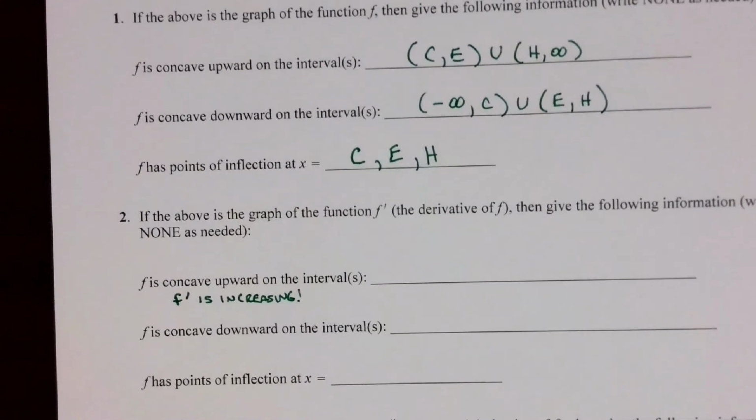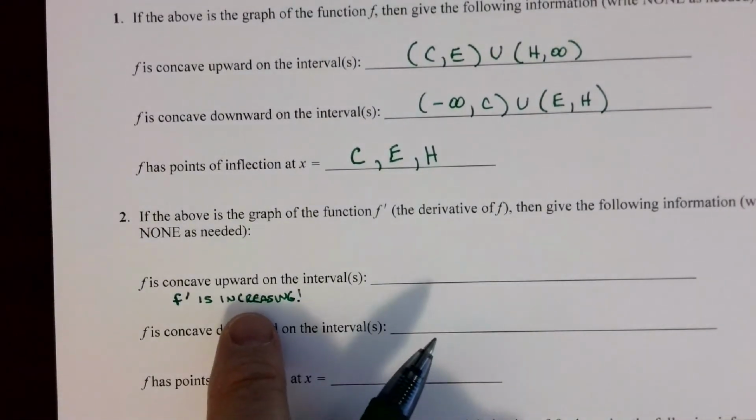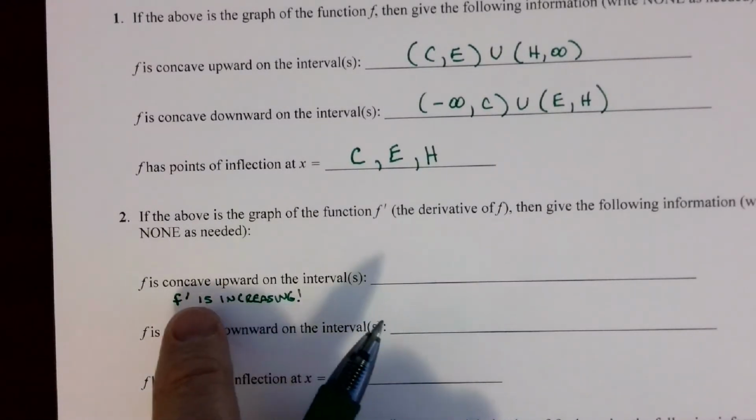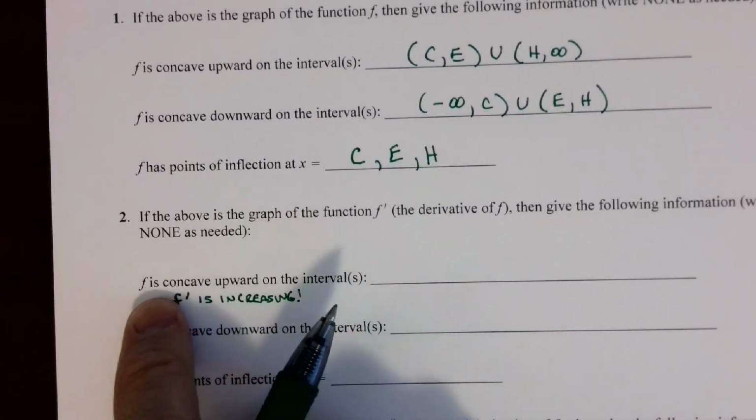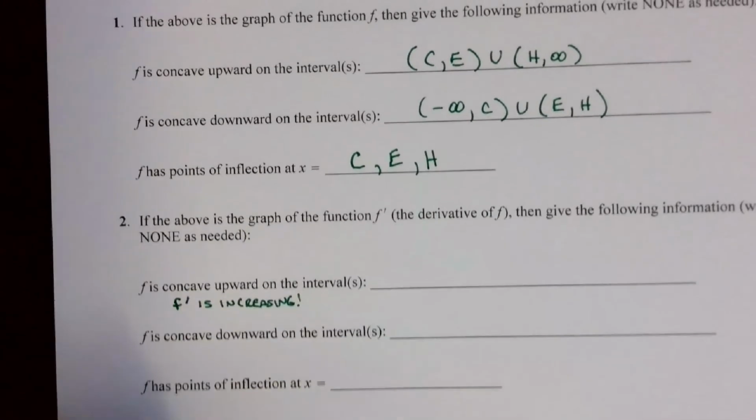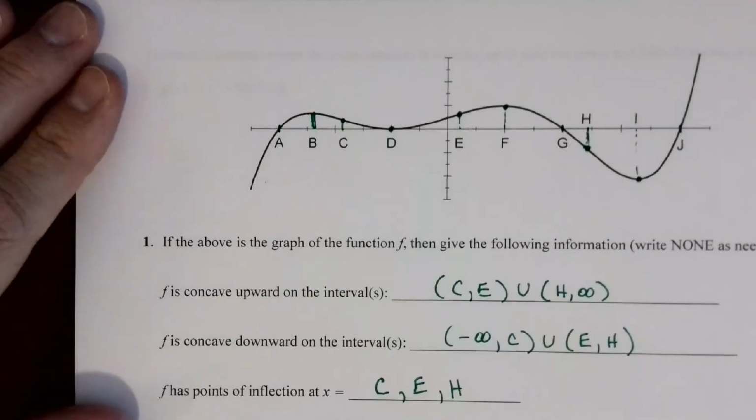So when I look at the graph, what am I going to be looking for? Since it's the graph of f prime, I want to look where it's increasing. Where is it increasing? That will be where the graph of the function f, which I don't have a graph of, not asking you to graph it, is concave upward. Okay, so where is f prime increasing?